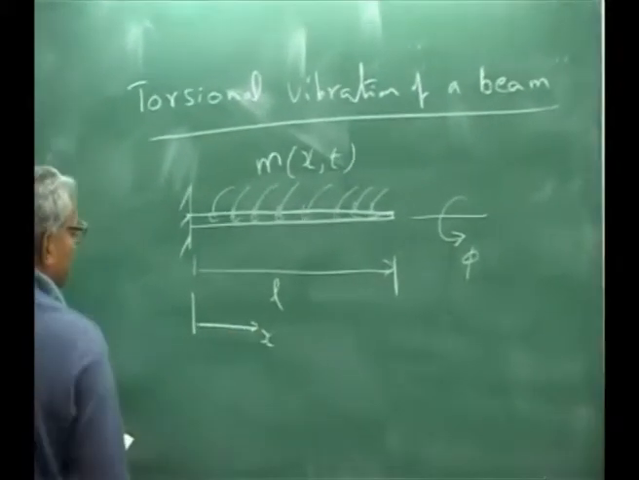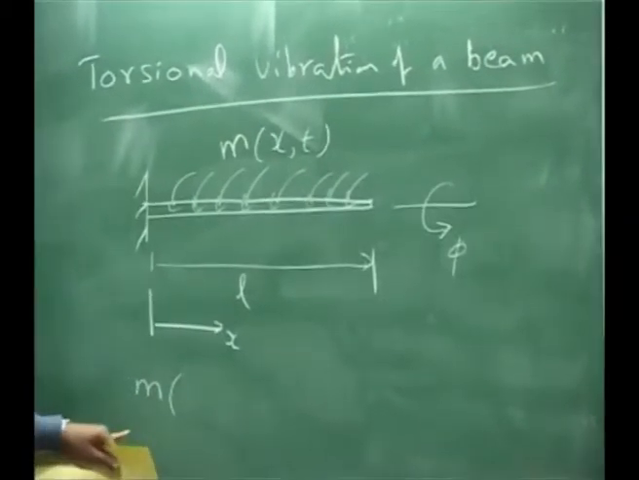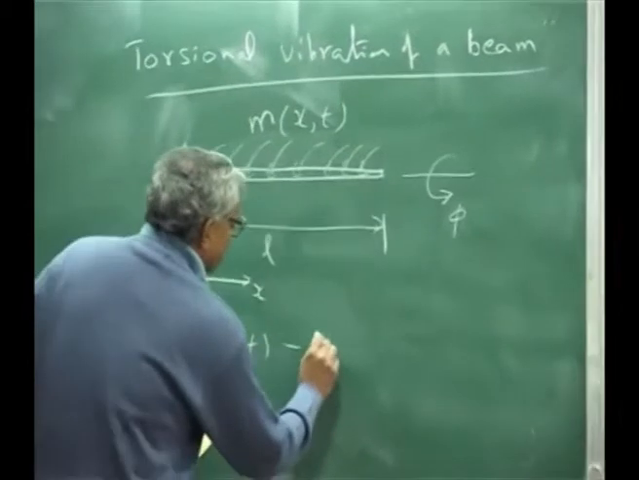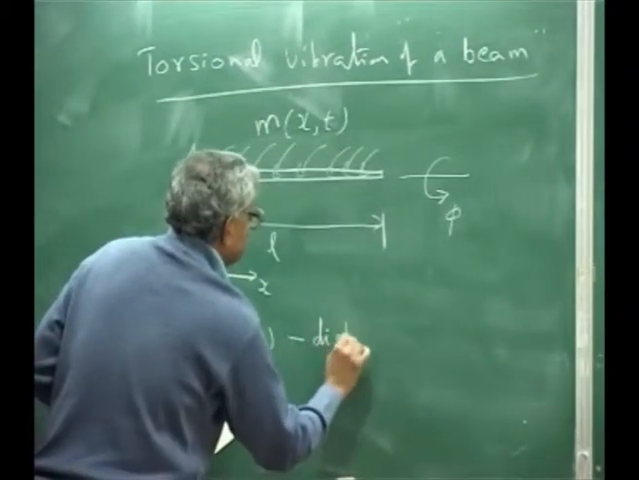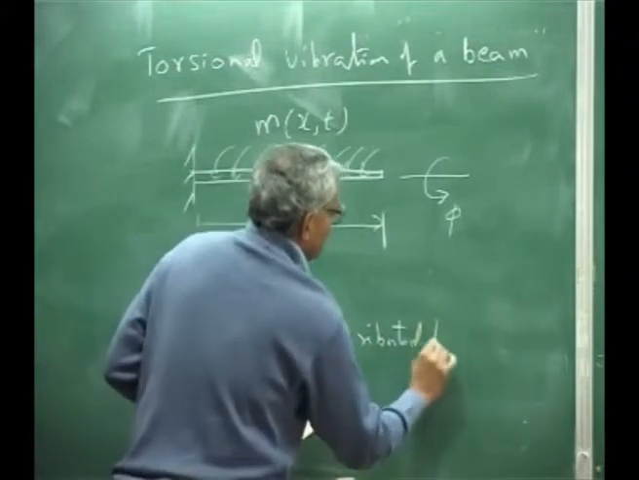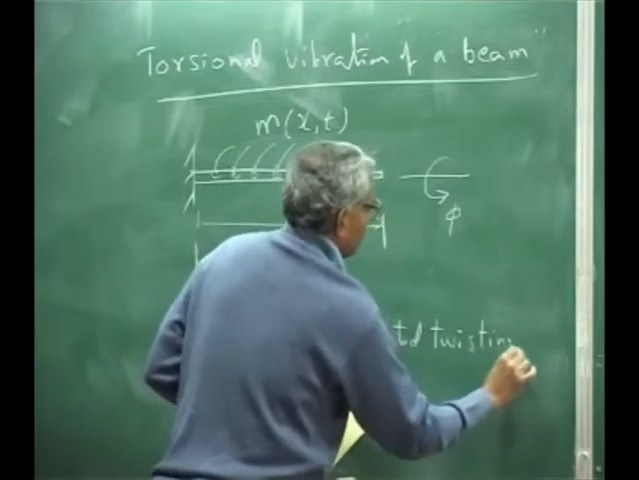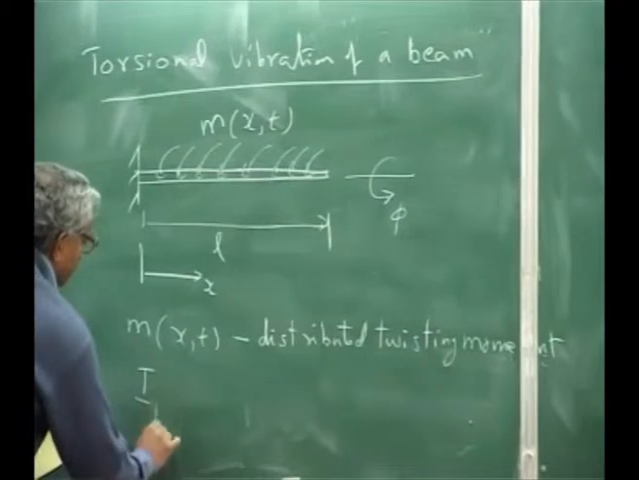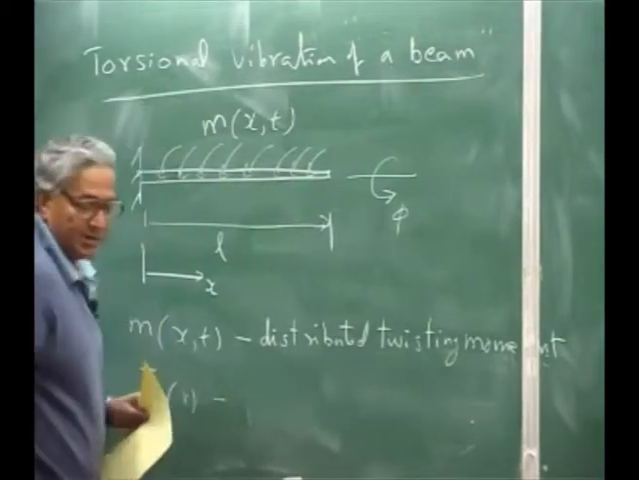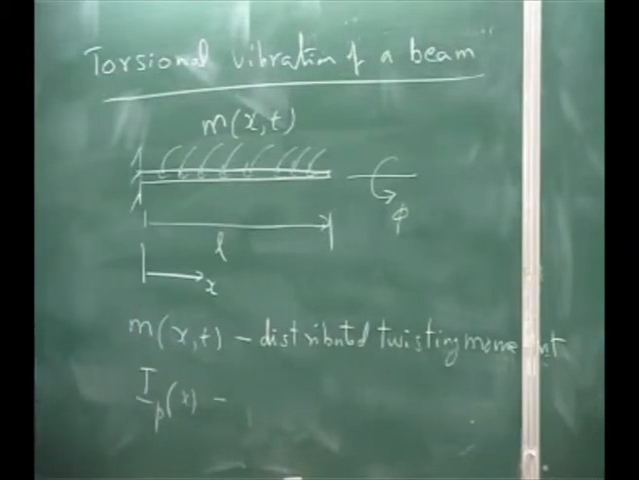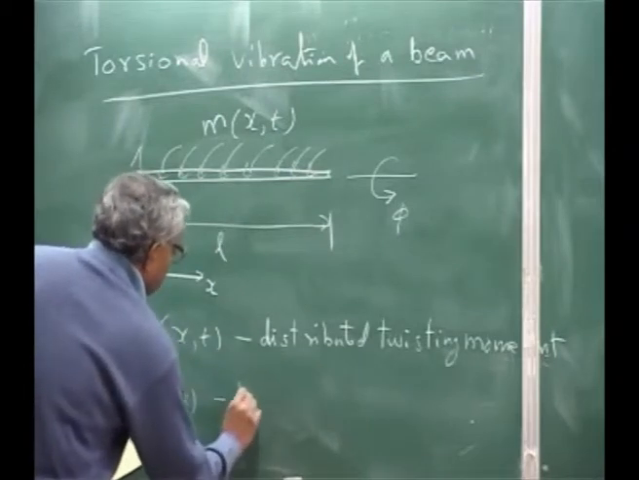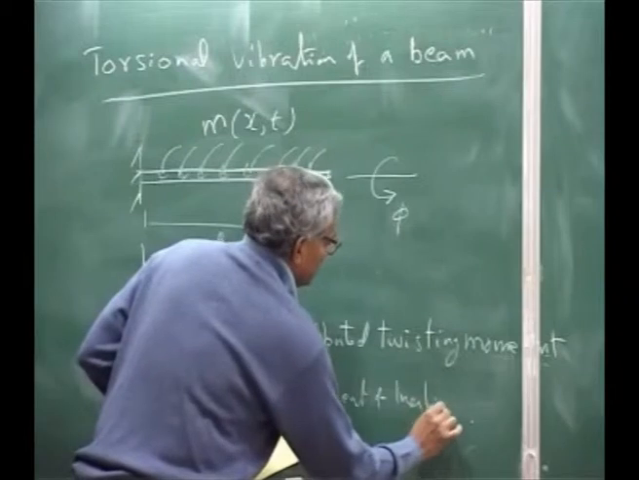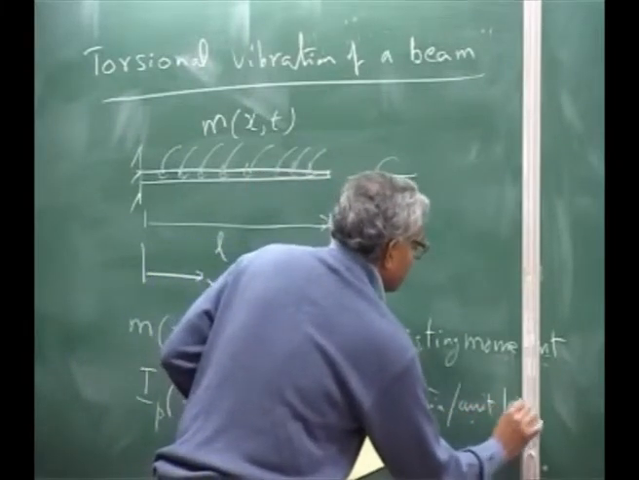So this is my X. Please note here I am using the symbol M for moment, not for mass. This is a distributed twisting moment. And then I will write IP, which is the mass moment of inertia per unit length. All are per unit length also.